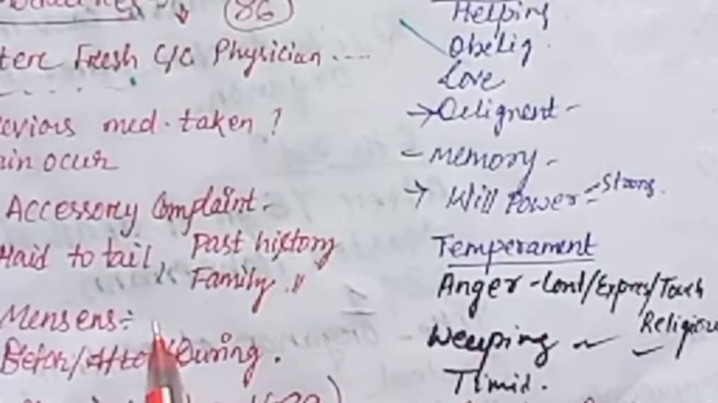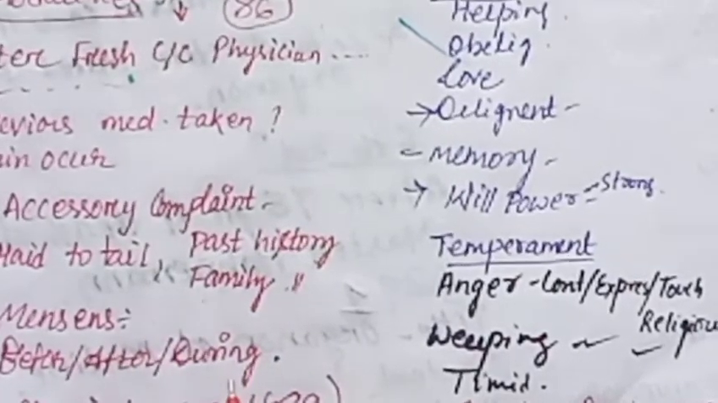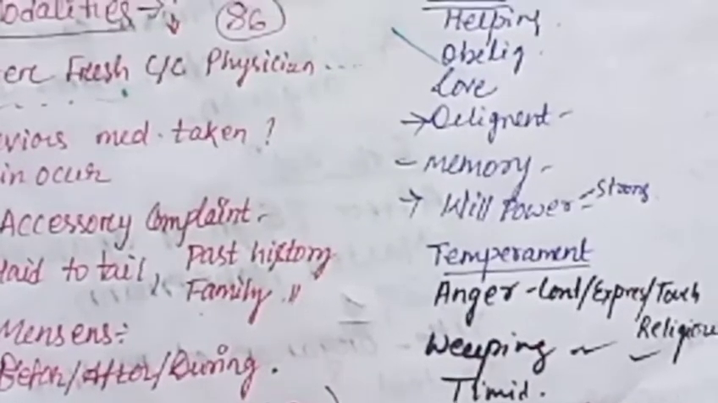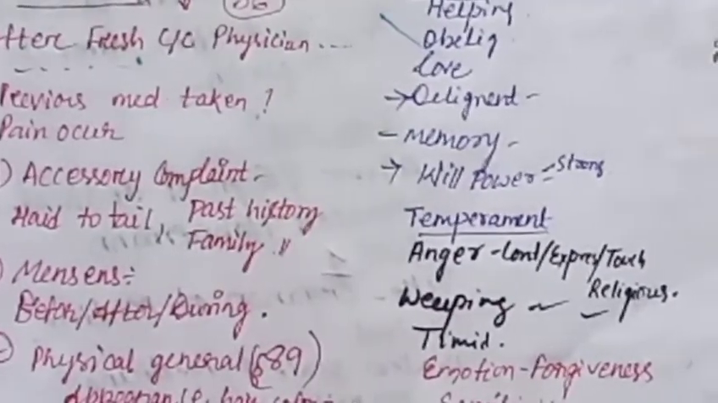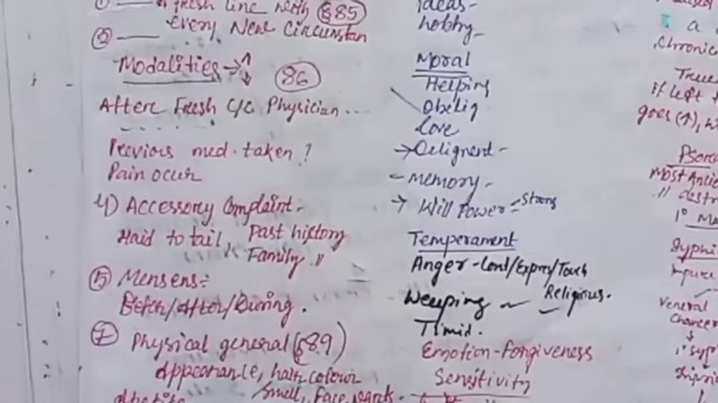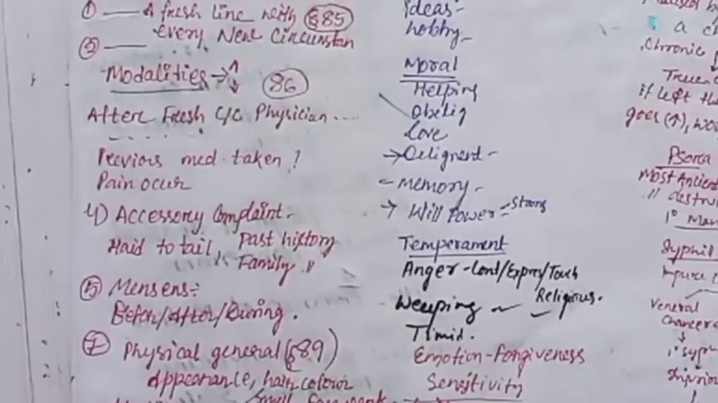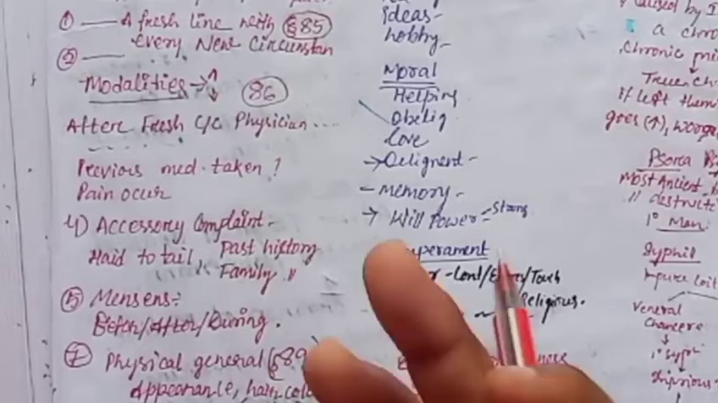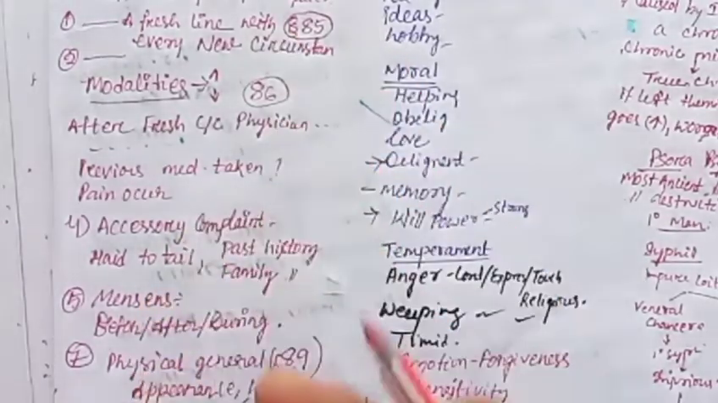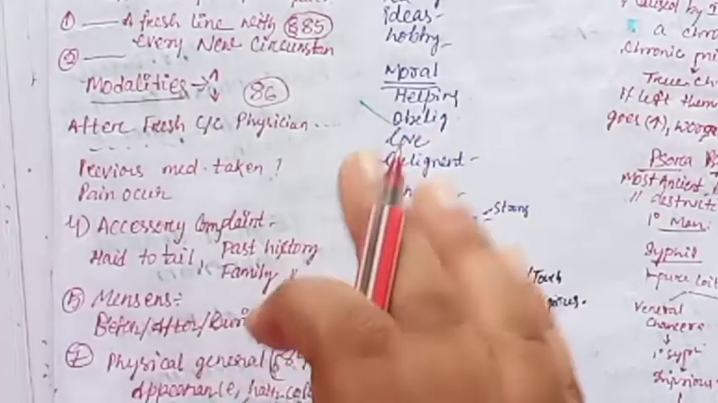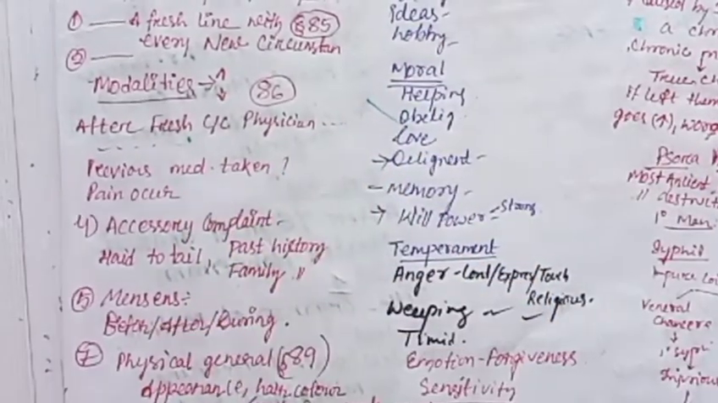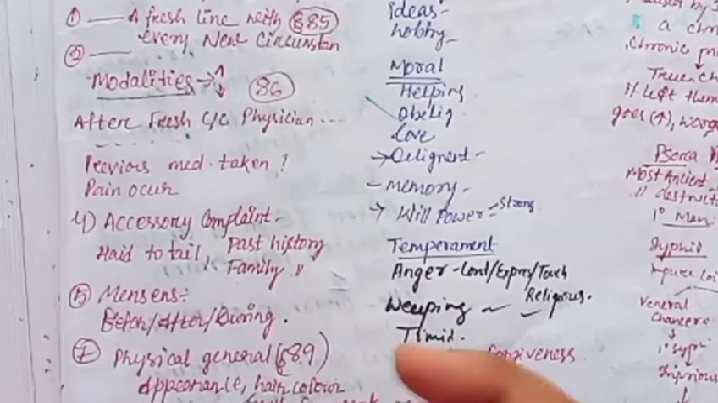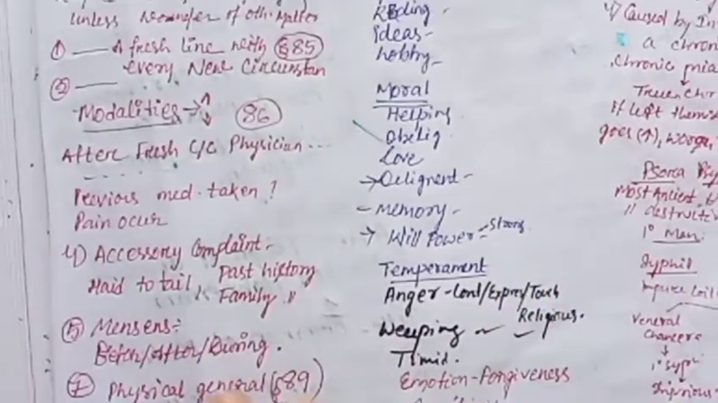Menses, if female: menses before, after, during. What are the physical general appearance, hair color; you should ask these things. Then appetite is good or bad, craving, desire. Craving means, just like a person who likes sweet very much, after dinner he cannot sleep without getting sweet, so this is craving. Desire means, for example, wine desire: sometimes he requires wine, but if wine is not present it is okay for him.